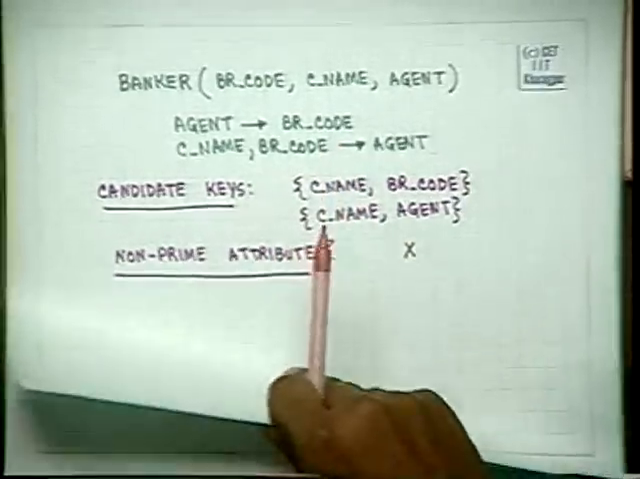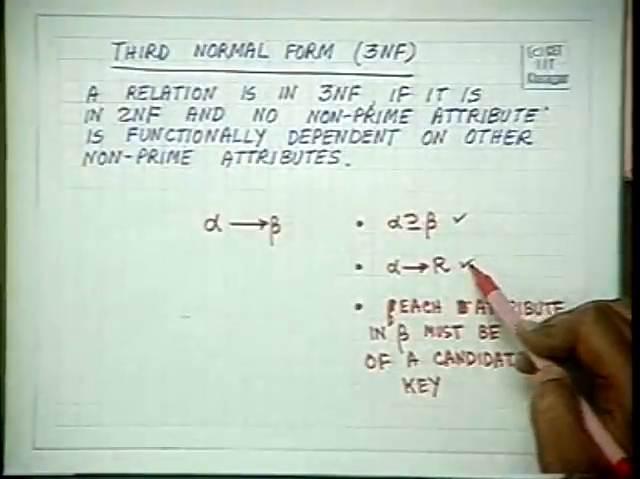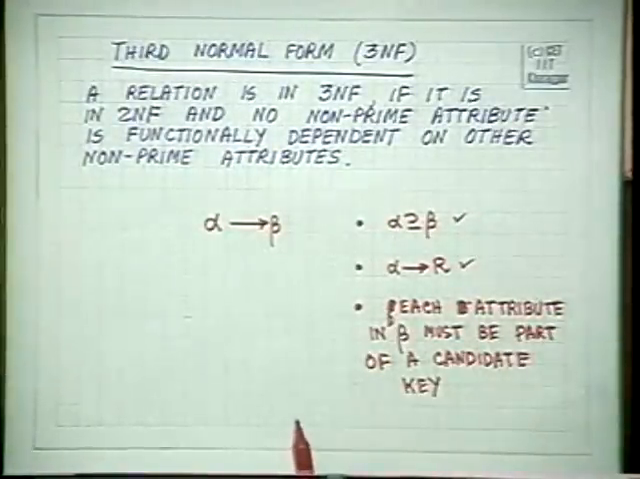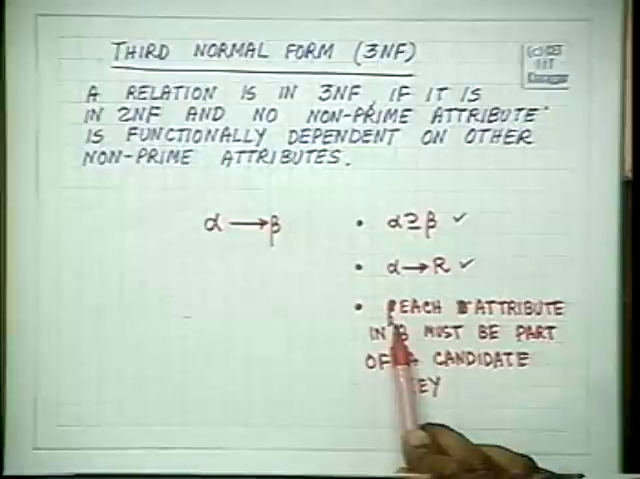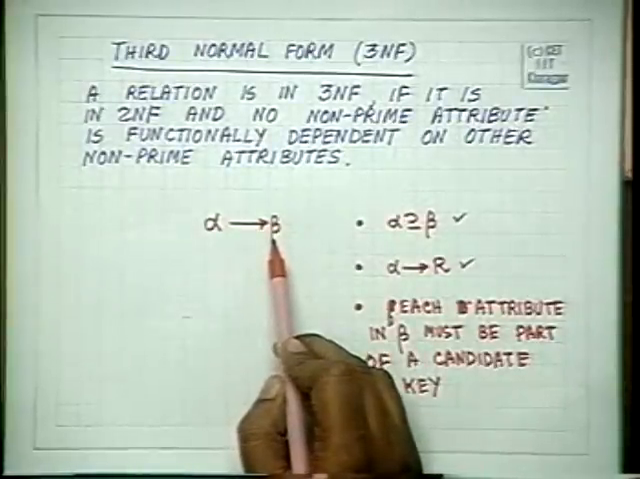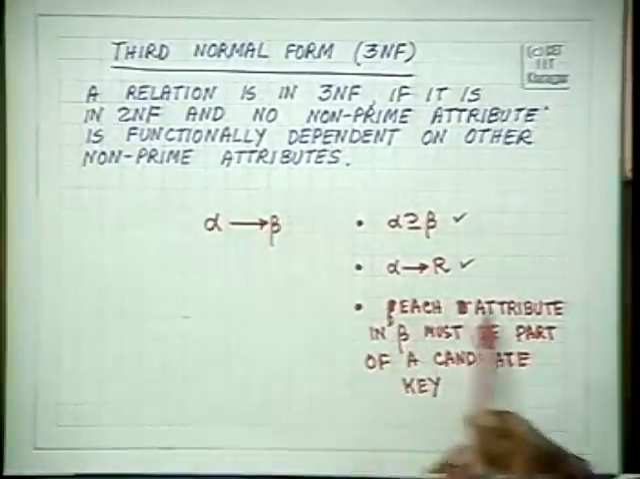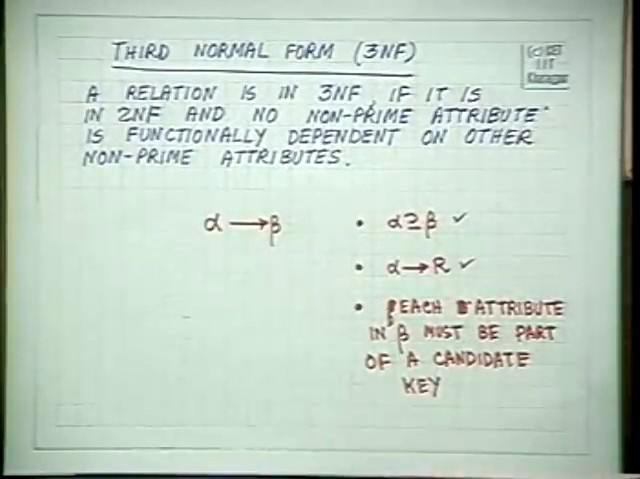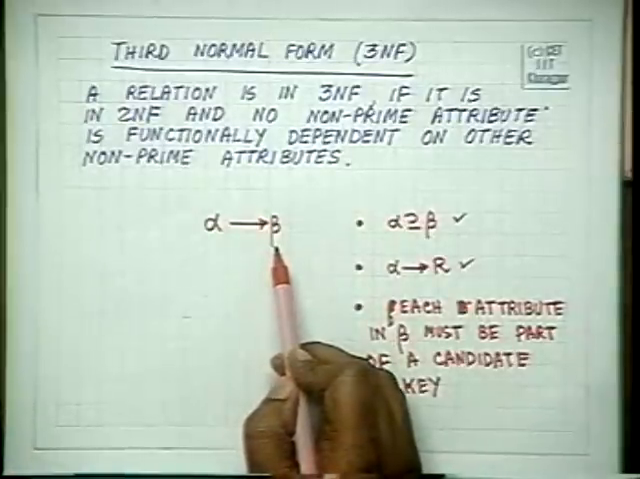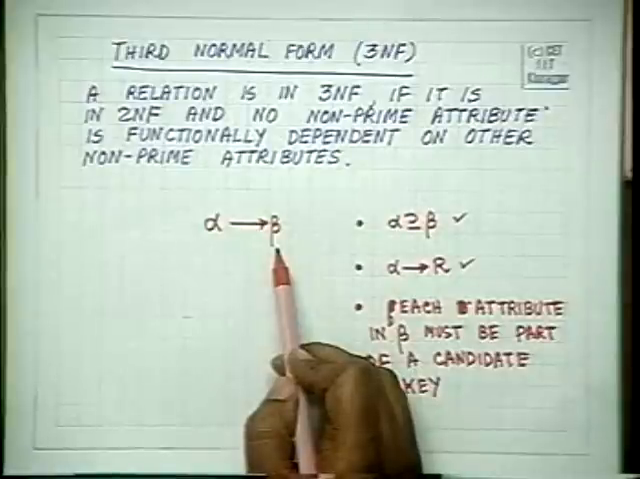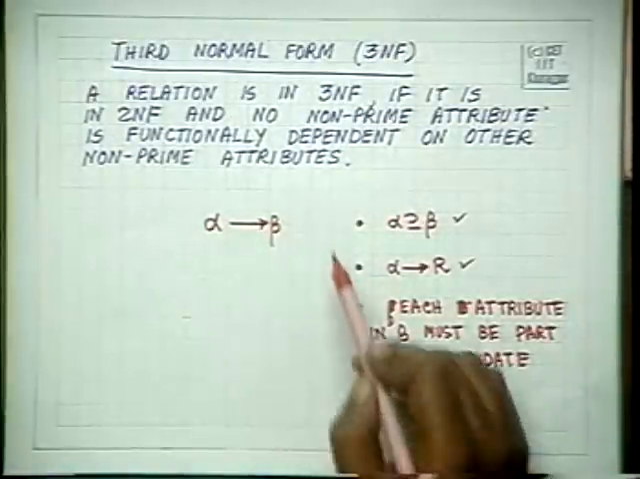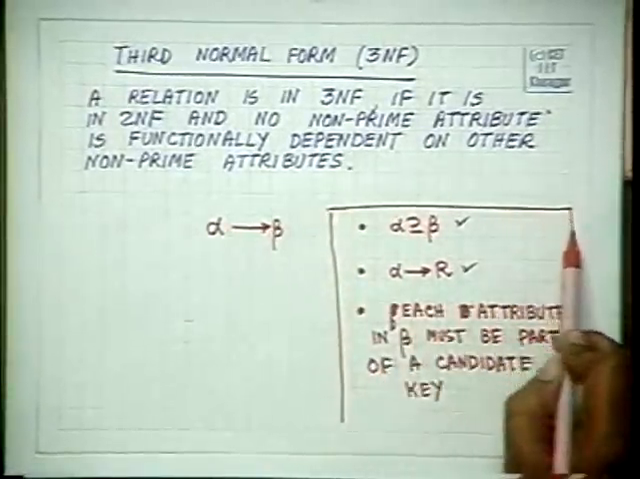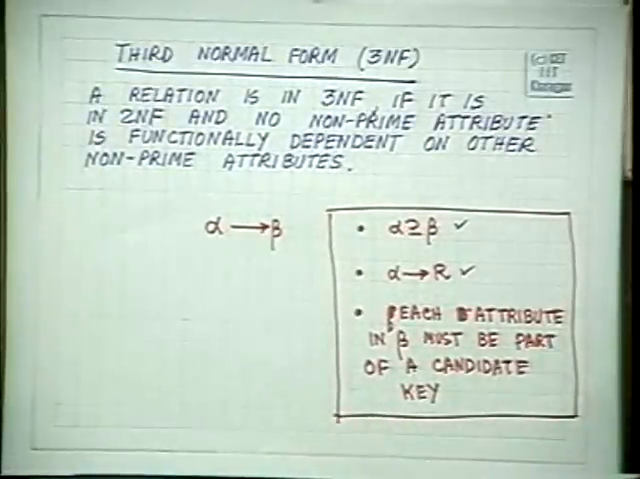Therefore, if this one or this one are not satisfied and the relation is still in 3NF, then each attribute, this may not be a single attribute, it may be an attribute set, then each attribute in beta must be part of some candidate key. That is, it cannot be a non-prime attribute. So that way, this is an alternative definition of 3NF. And we say a relation is in 3NF.